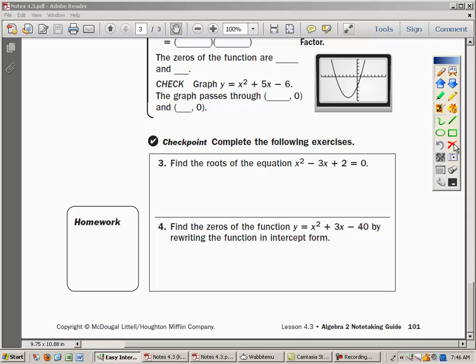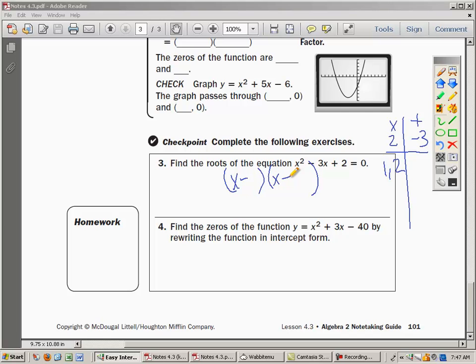So find all roots of the equation. Basically, again, find the values of x that make this thing 0. And so again, we need two numbers that multiply to make positive 2 that add to make negative 3. Well, 2 only has two factors, 1 and 2. And we know that both of these have got to be negative.